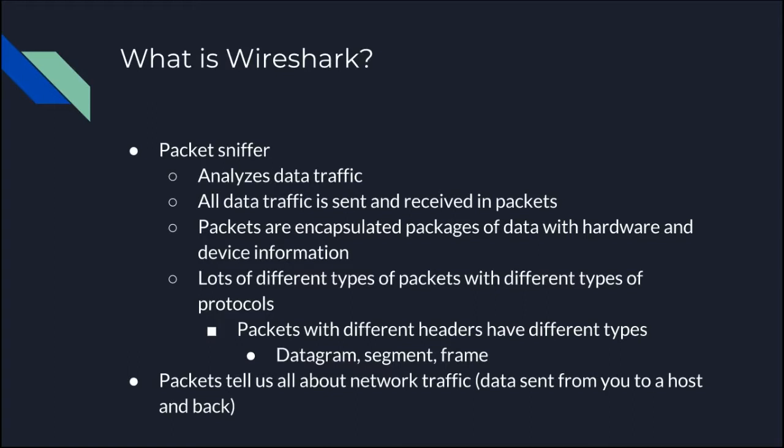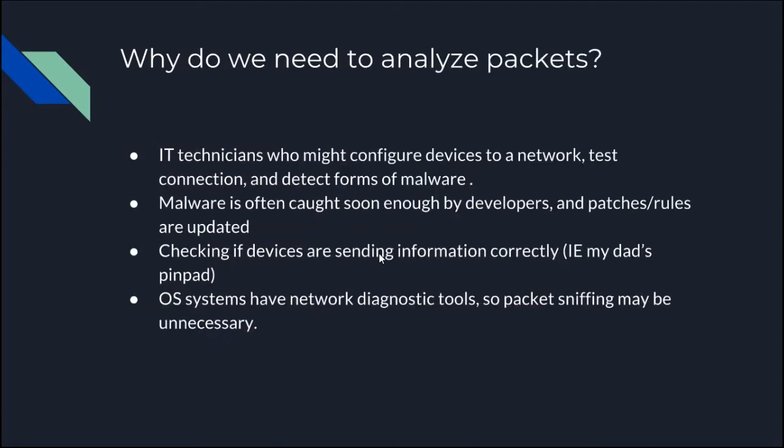And there are going to be lots of different types of packets that you'll see with lots of different protocols. And it can be a little freaky, but once you know what all of them do, it comes a little easier. So packets with different headers have different types. This will be easier to understand in the future, but packets with different kinds of headers will be called different things like datagrams, segments, and frames. All these packets, they tell us all about the network traffic. And without a packet sniffer, you can't take a look at what's physically inside a packet.